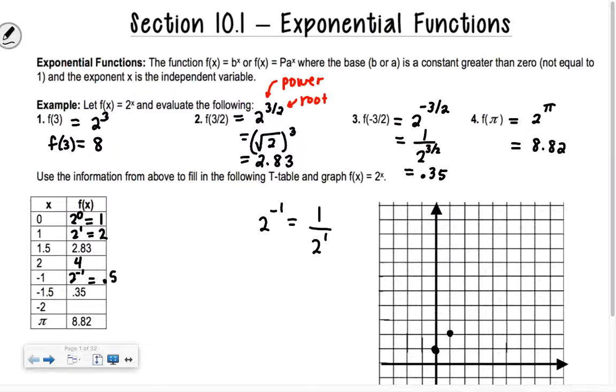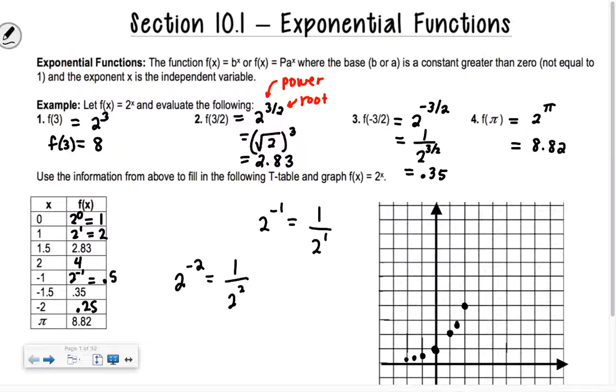So let's graph some of these points. We have 1.5, 2.83, somewhere around there. 2, 4. Negative 1, 0.5. Negative 1.5, 0.35, so even closer to the axis. Negative 2, 2 to the negative 2 is 1 over 2 squared, so 1/4, which is 0.25, so even closer to the axis.